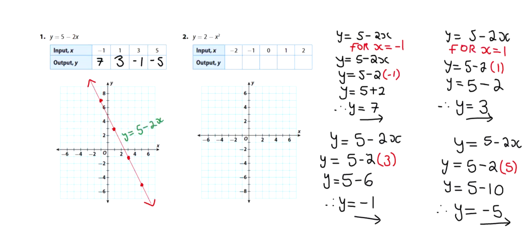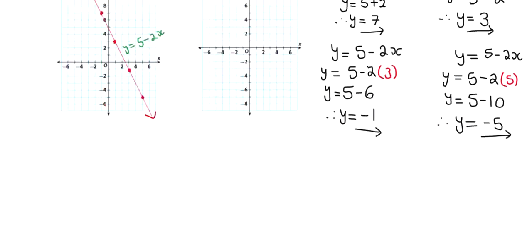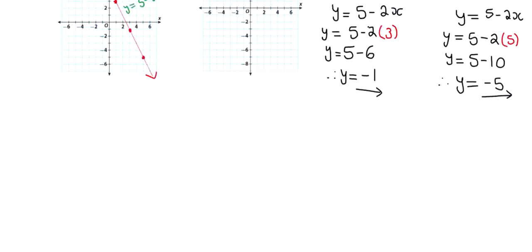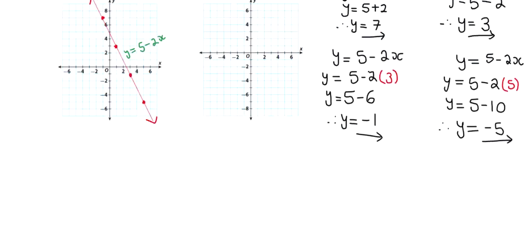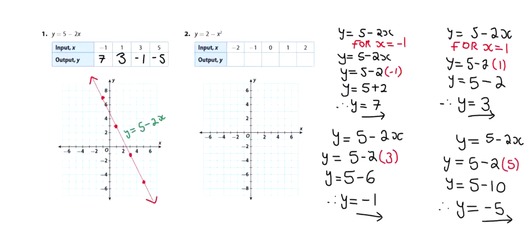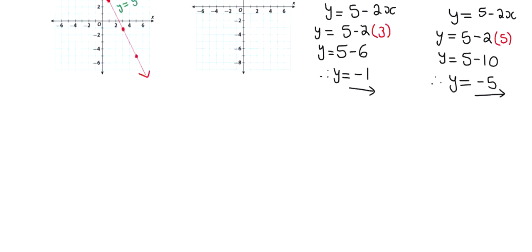So now let's do the calculations for the second one. Let's see first what is the equation given there. The equation of the second graph is y equals 2 minus x squared. So you can do this again. Y equals 2 minus x squared.